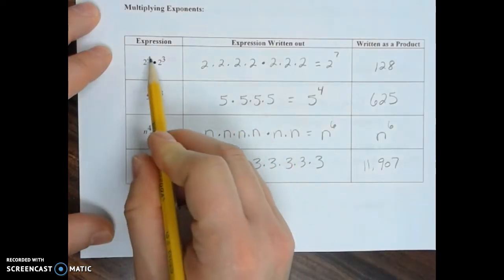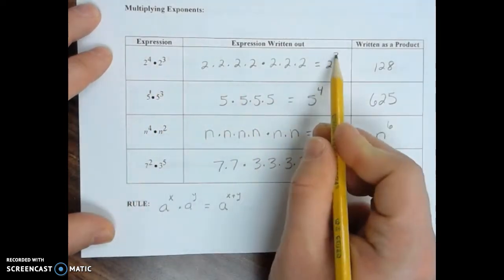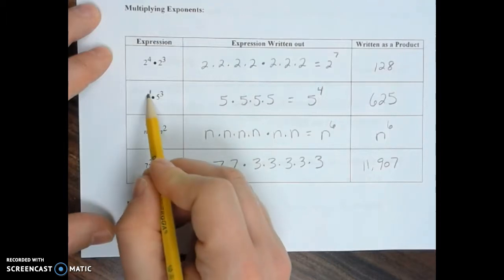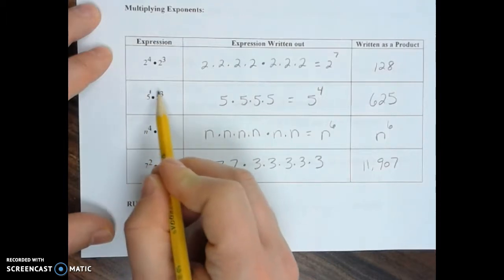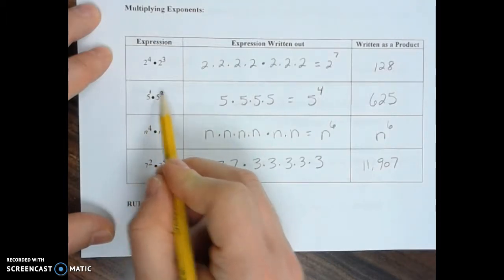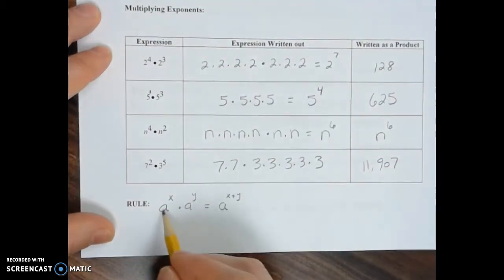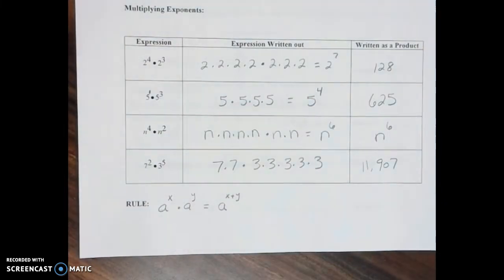2 to the 4th times 2 to the 3rd was 2 to the 7th, 4 plus 3 is 7. 5 to the 1st times 5 to the 3rd is 5 to the 4th power, 1 plus 3 is 4, etc. So if your base is the same, you can add the exponents if this is a multiplication.